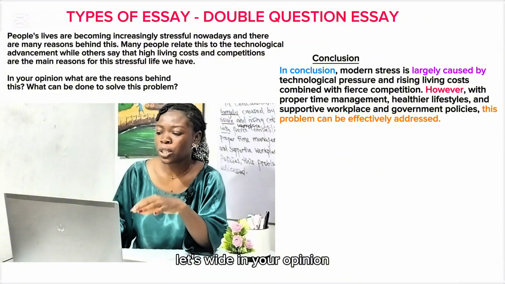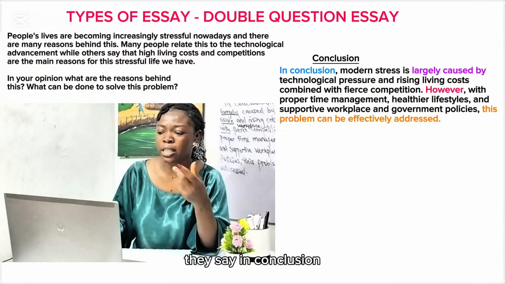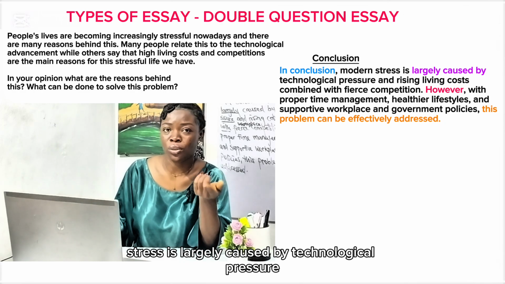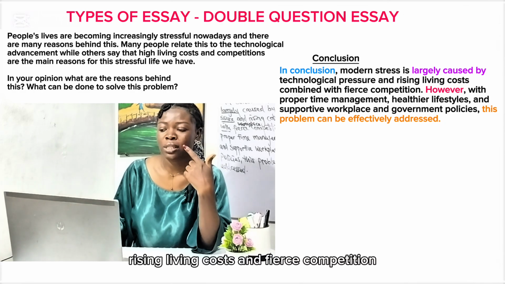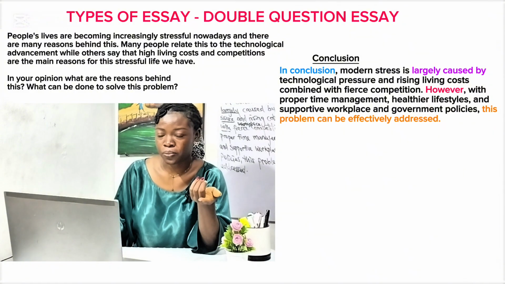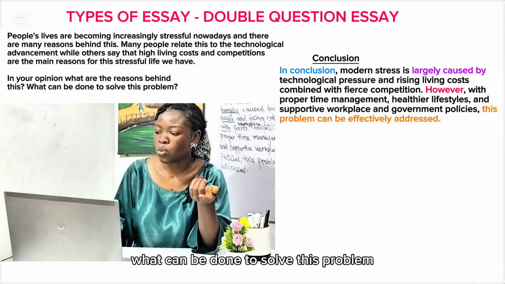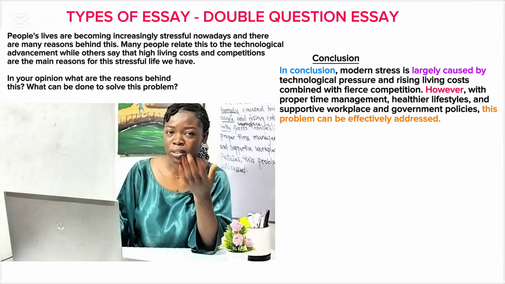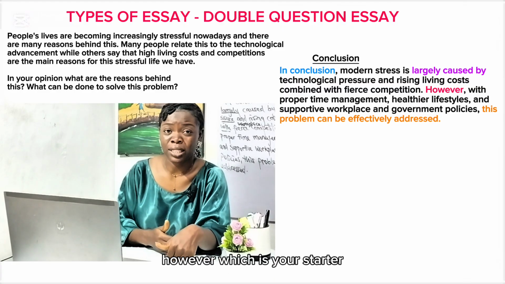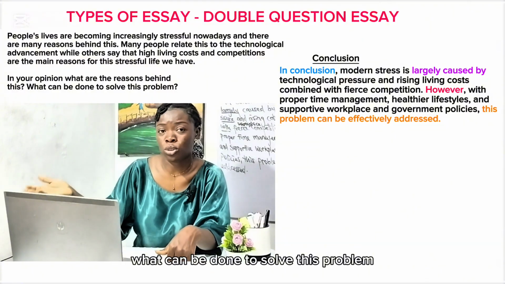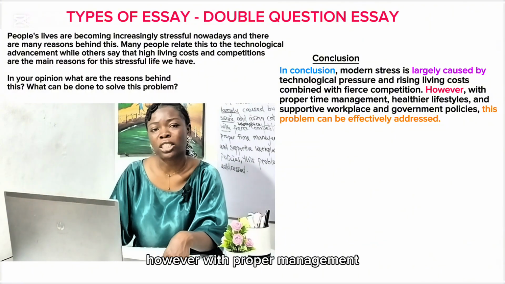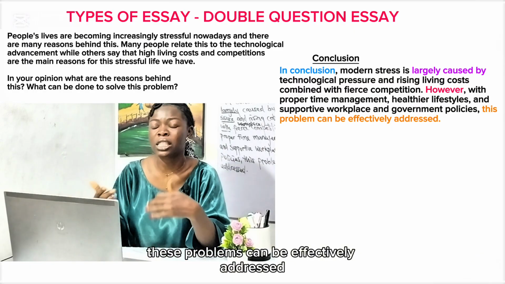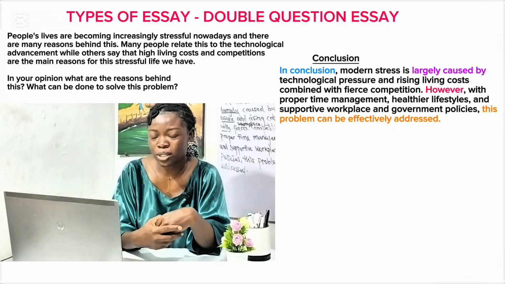Let's go ahead. In your opinion, what are the reasons behind this? Then you say, in conclusion, stress is largely caused by technological pressure, rising living costs, and fierce competition. Now the second part says, what can be done to solve this problem? Then you start with something like, "however," which is your starter. However, with proper management, healthier lifestyles, and supportive workplace and government policies, these problems can be effectively addressed. I hope you see that.